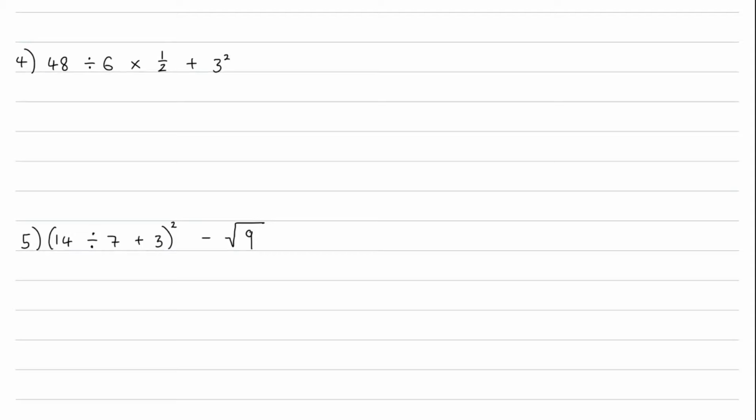Then looking at example 4, we have 48 divided by 6 times half plus 3 squared. So again, let's do BIDMAS here. This time we don't have any brackets, but we do have indices. We've got the 3 squared. So let's do that first. So we have our 48 divided by 6 times half plus 3 squared. That's going to give us 9.